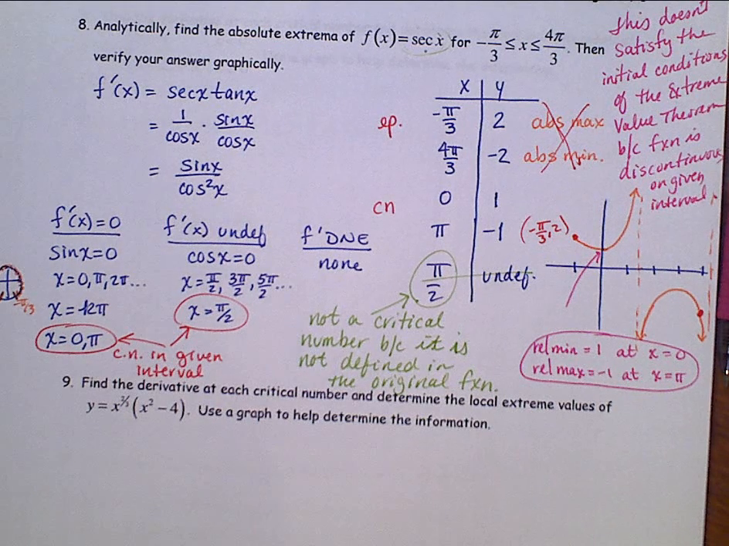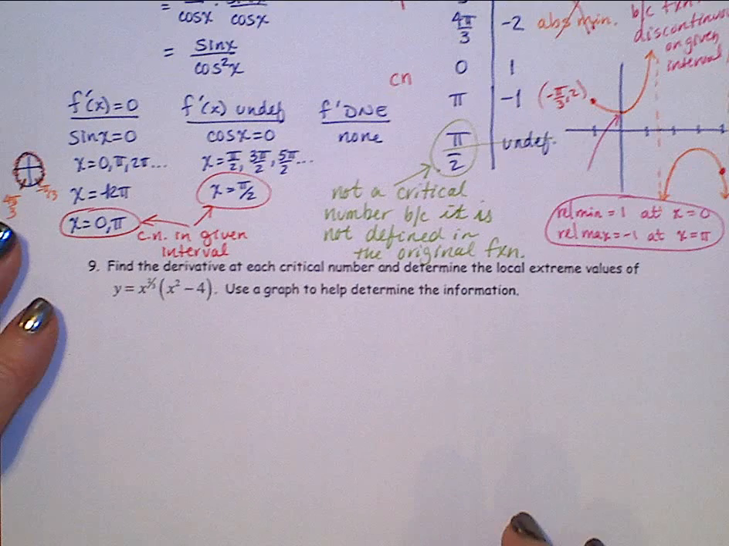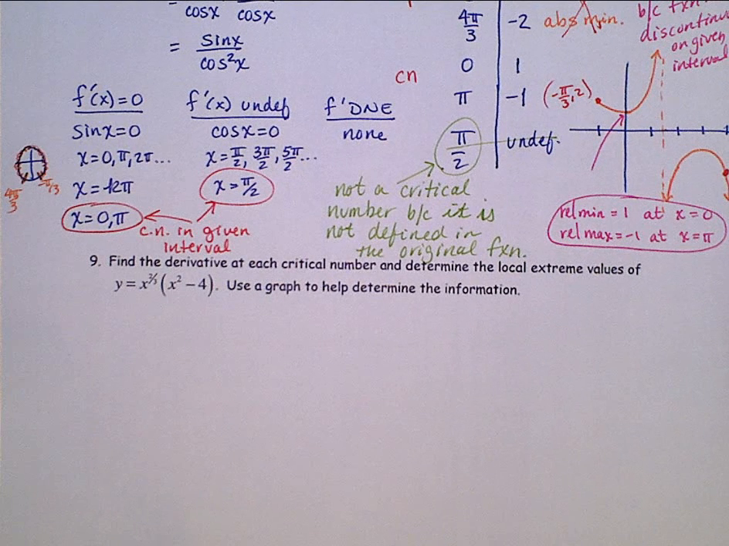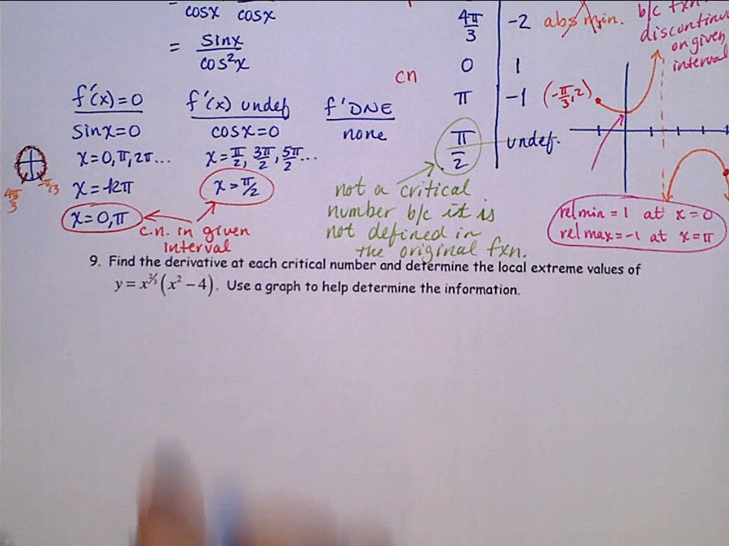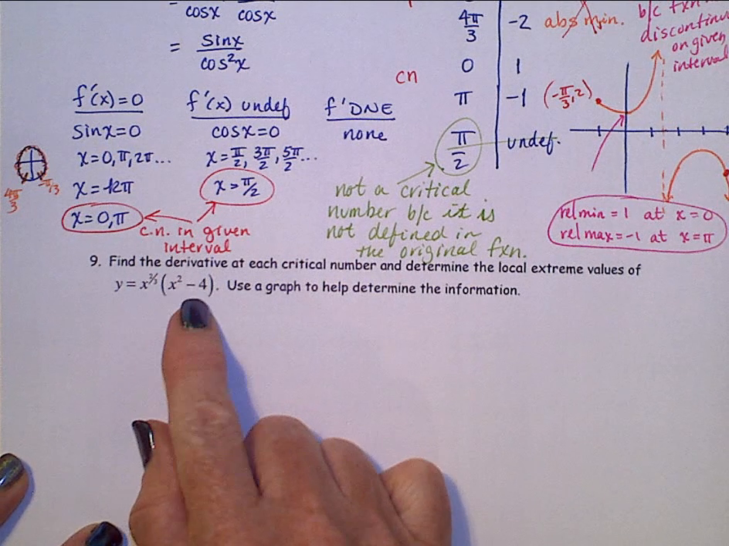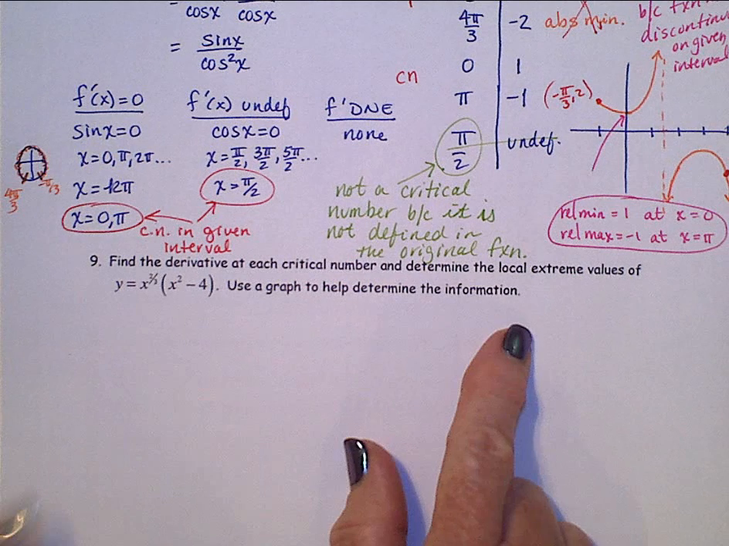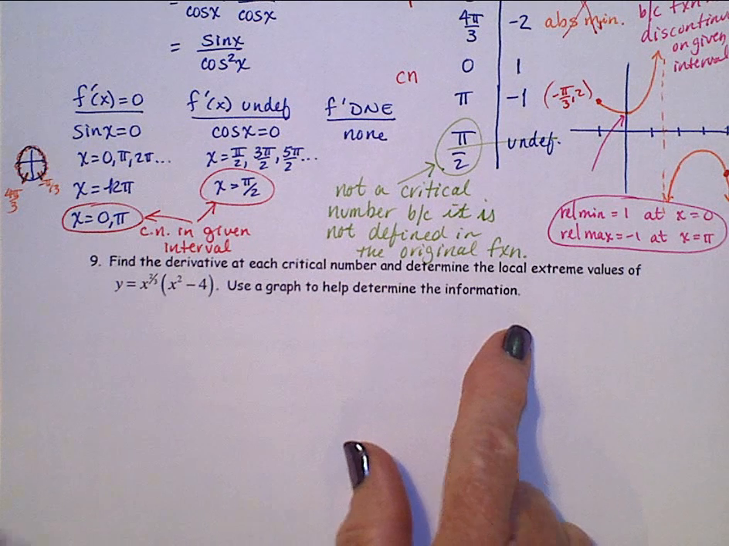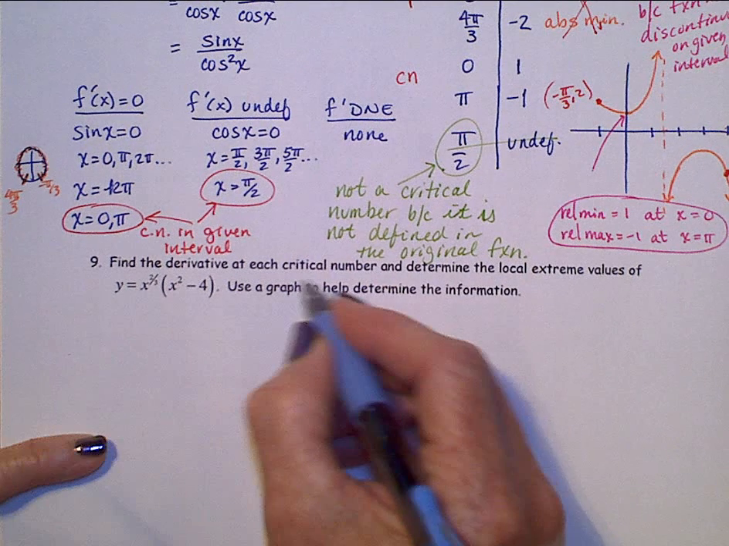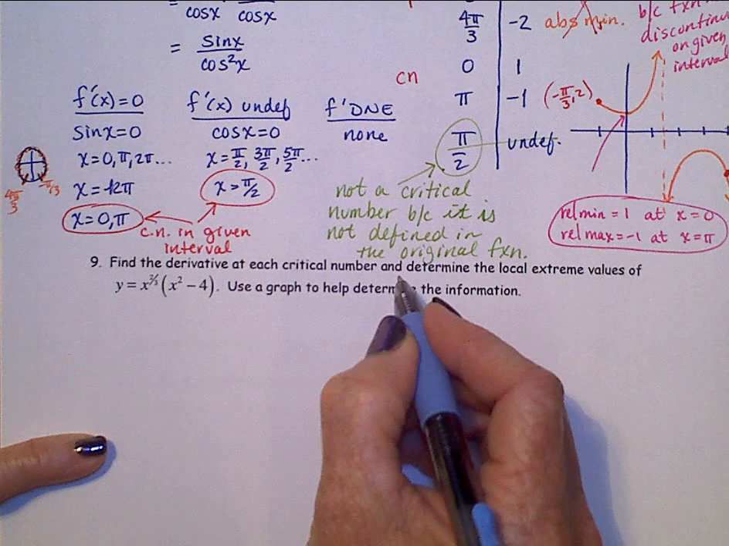Okay, so another tricky one there. All right, how about this one? I want you to find the derivative at each critical number and determine the local extreme values of y is x to the 2/3 times x squared minus 4. Use a graph to help determine the information. All right, so here we go. Find the derivative at each critical number. So I better find those critical numbers first.